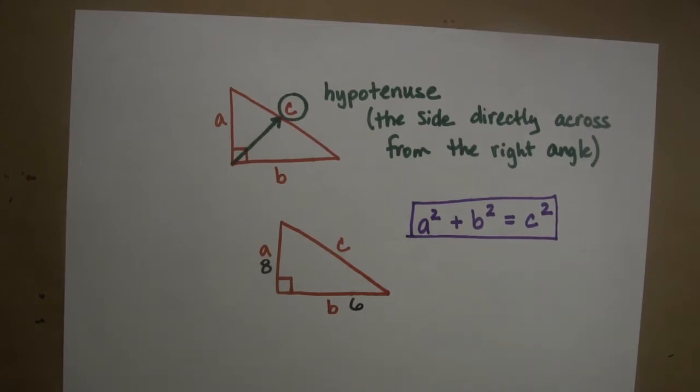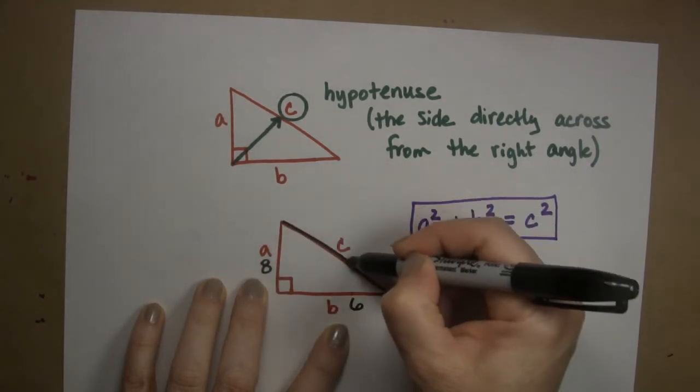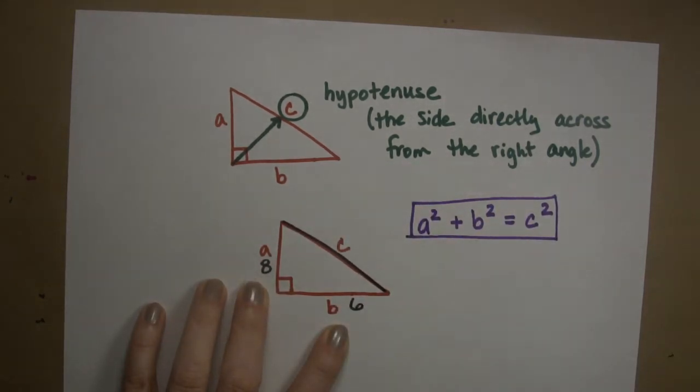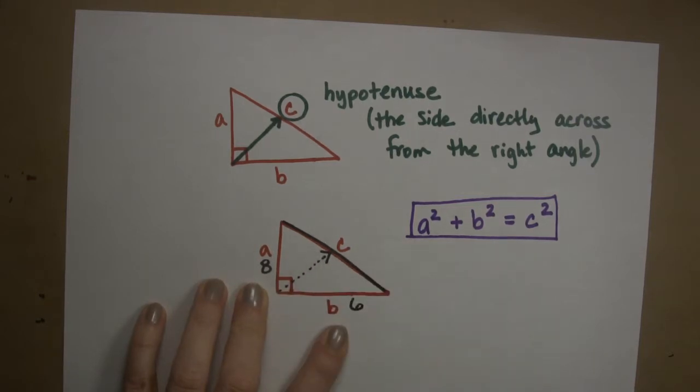Now already you might be objecting in your head. You're saying, well, it doesn't look like that one's 8 units long and it doesn't look like that one is 6 units long. Yes, and that's what happens when you have a teacher freehanding the triangle. Don't be put off, just use the numbers that are given to you. So we're going to solve to figure out how long our hypotenuse is. Remember, we know this is the hypotenuse because it is the side directly across from the right angle.